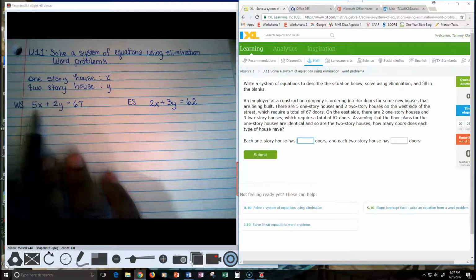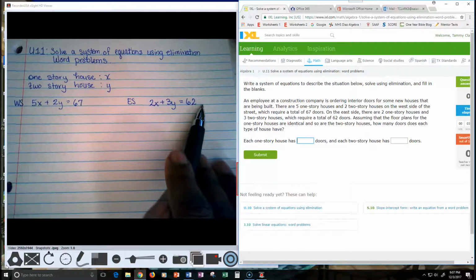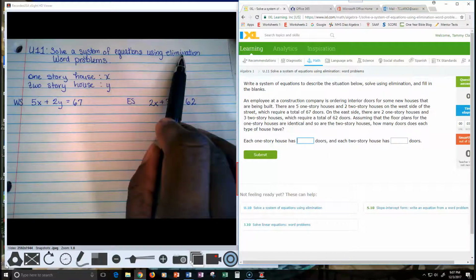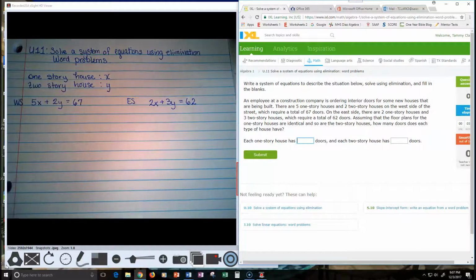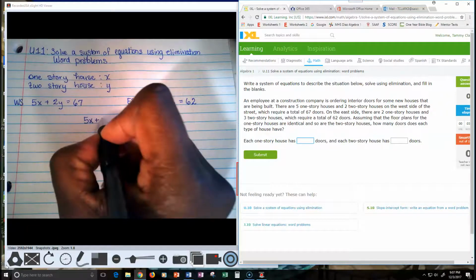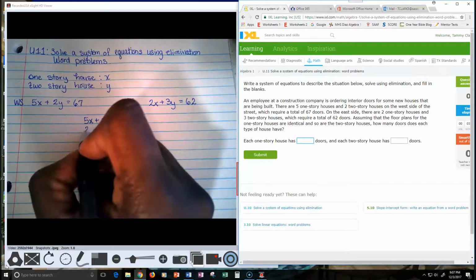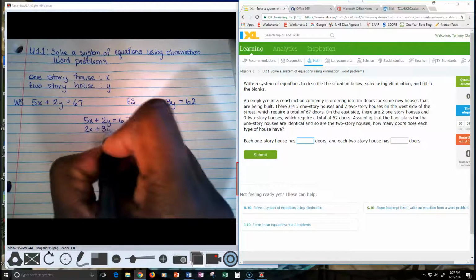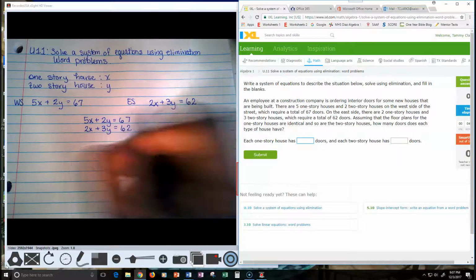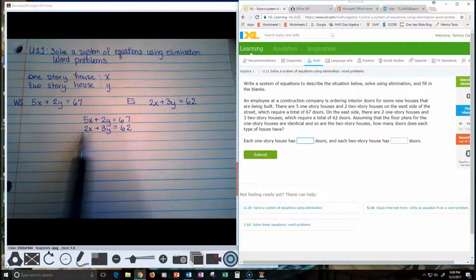So we've got a system of equations in standard form. We're going to use elimination. So let's go ahead and see how we might work this out. First of all, let's write them together. We have 5x plus 2y equals 67, and 2x plus 3y equals 62. Now remember, we had to have everything in standard form, which we do.